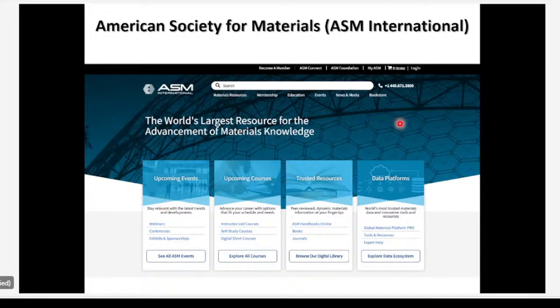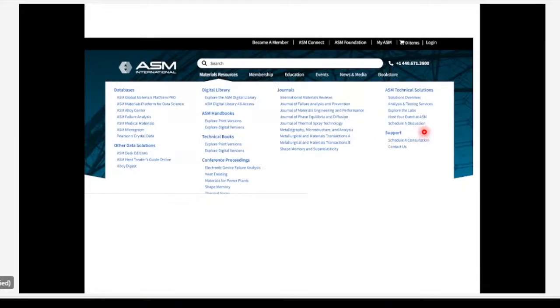And they have many different kinds of resources available. This is the home page of the society. I just screen printed that one here. The society has many databases on all kinds of things, data solutions, digital libraries, just like ASME or ASEE and other things. So they also have these journals. ASM has 9 journals they publish. 3 of these journals are published jointly with other societies, but 6 of these journals are published or owned solely by ASM International.